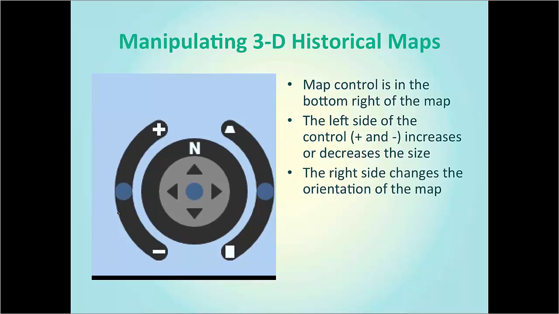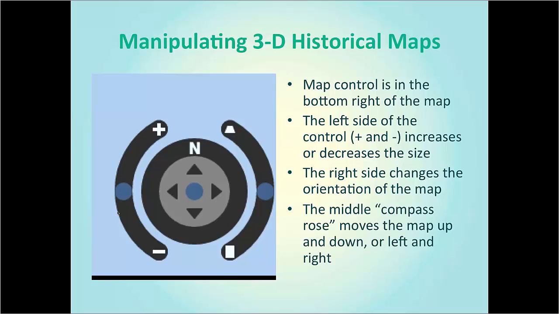The right side changes the map orientation. If I want to look at it more as a landscape, I might push it up towards the polygon end of the map. If I want to make it just straight on, as I showed you with the Civil War map a moment ago, I would go down towards the bottom. And in the middle, the compass rose moves the map up and down or left and right. The N obviously refers to north, your orientation from that direction.